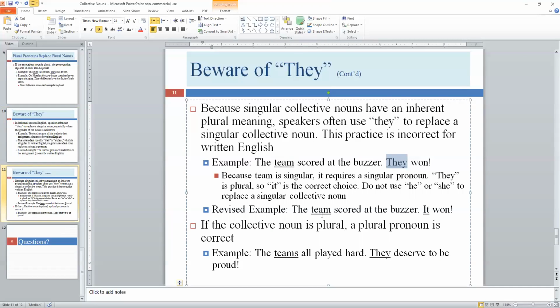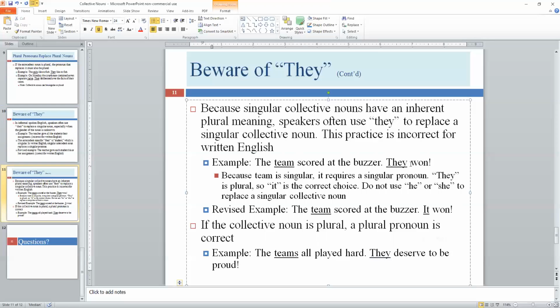So what we should have said, if we're writing this especially, is we should have written, the team scored at the buzzer, it won. Even if it's a team of completely girls, it's still it. Or a team completely of boys, it's still it. So we cannot use they in this context. And of course, if we're just talking about one team, we can't change it to teams if we really mean there was just one team who scored at the buzzer. Okay, but of course, if we have more than one team, we can use they.